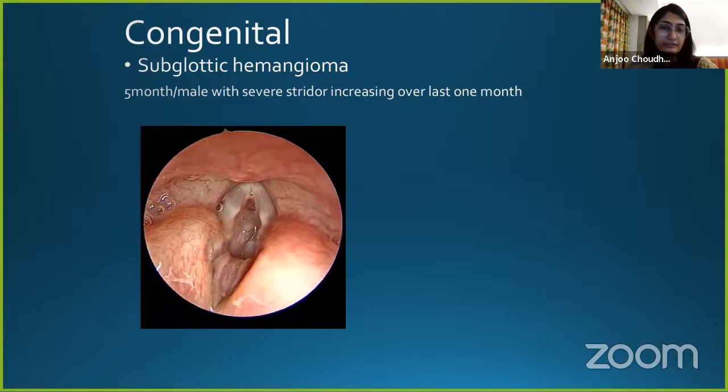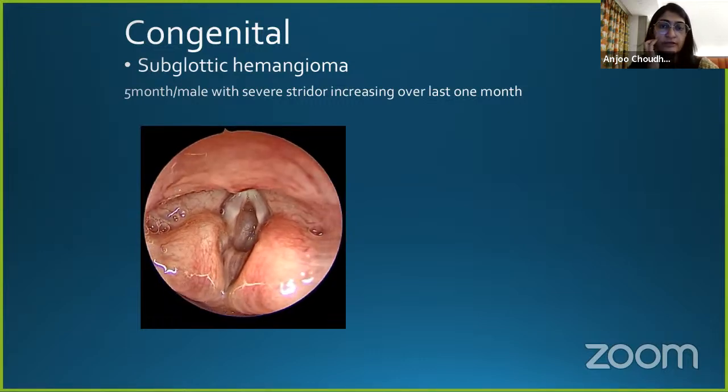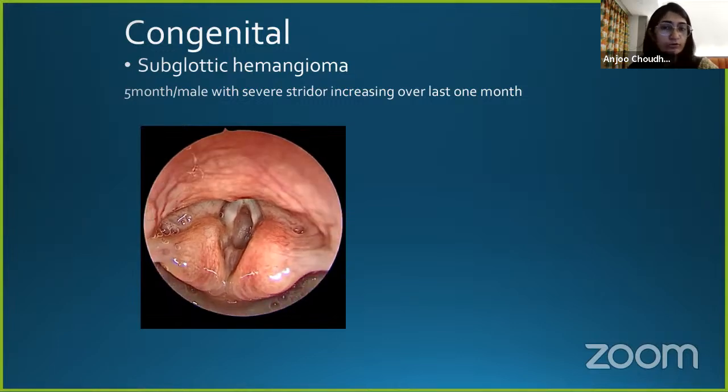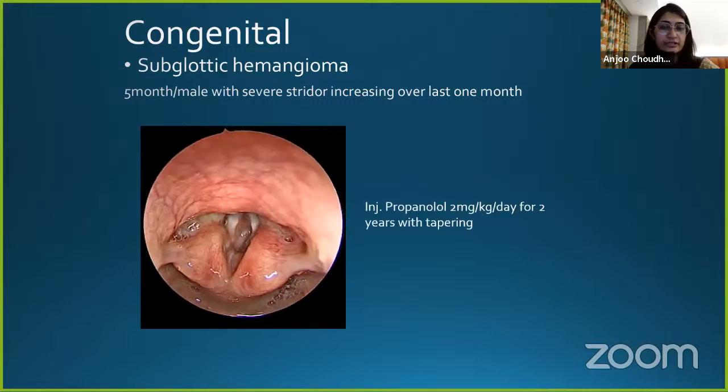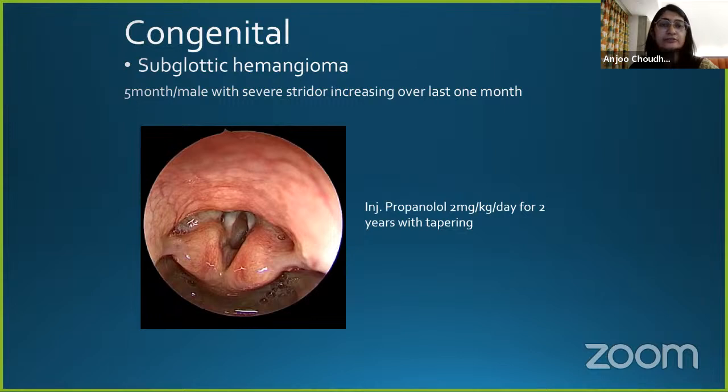And the magic drug that has come up for these is propranolol. Propranolol can be given in oral form as well. Initially, we can give injectable, then taper it down as the child responds. So this does not require surgical intervention. We wait for 2 years for clinical response. If it does not respond, then we have to remove it if the child is still obstructing.